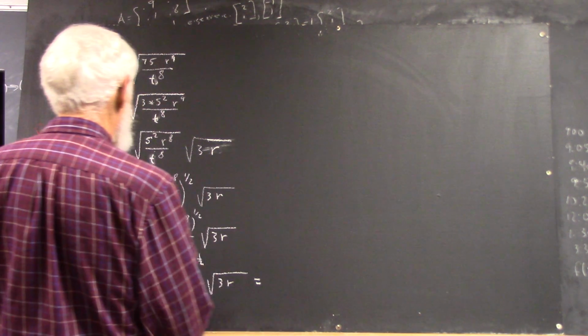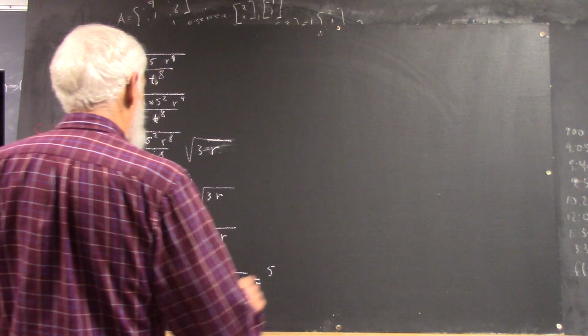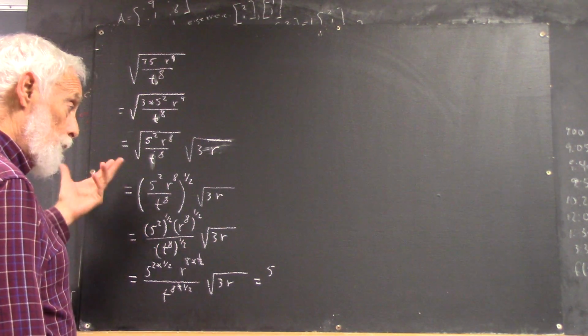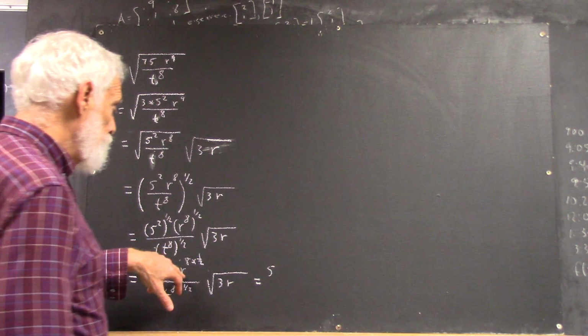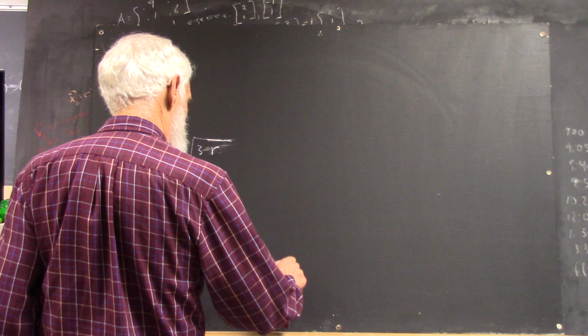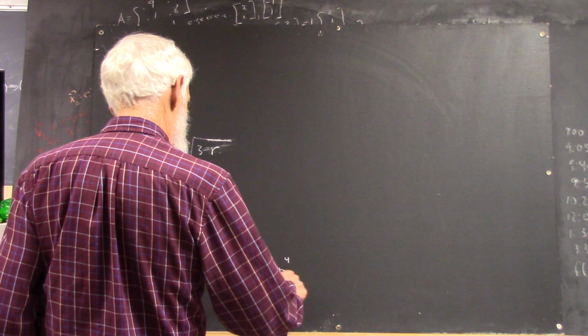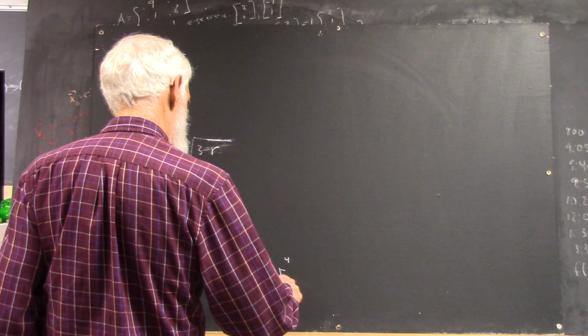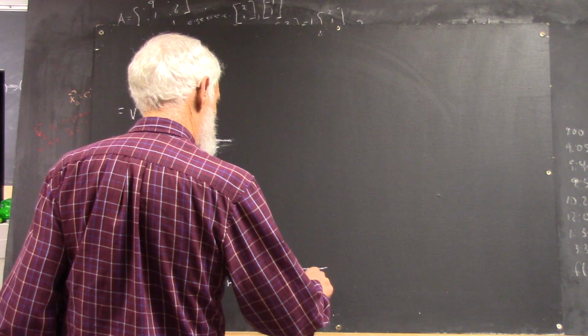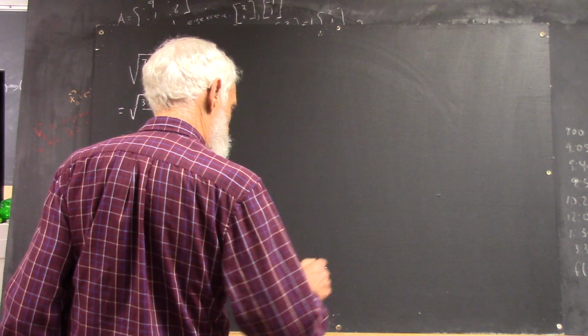And now, 2 times 1/2 is 1. So we just get 5 to the 1 or 5. 8 times 1/2 is 4, so we get r to the 4th. And down here we get t to the 4th times the square root of 3r. Okay?